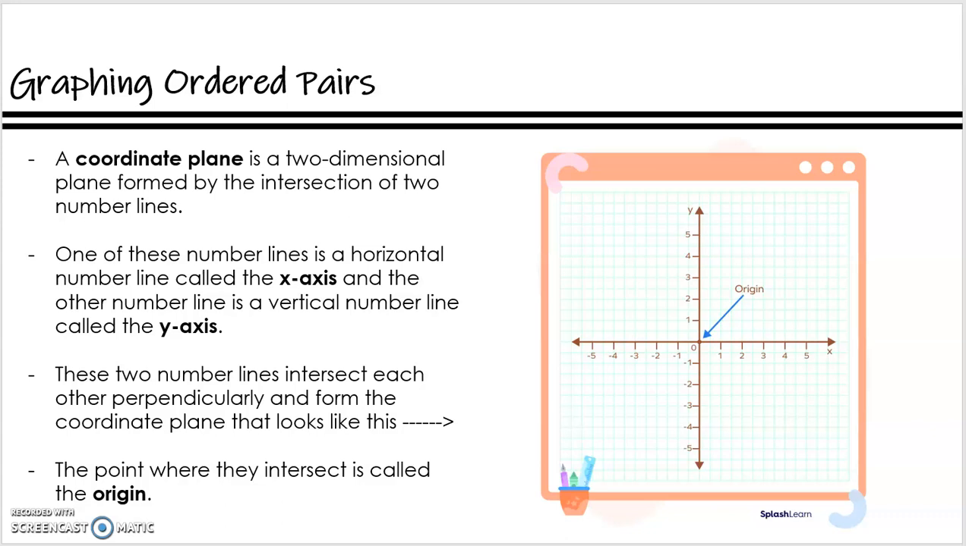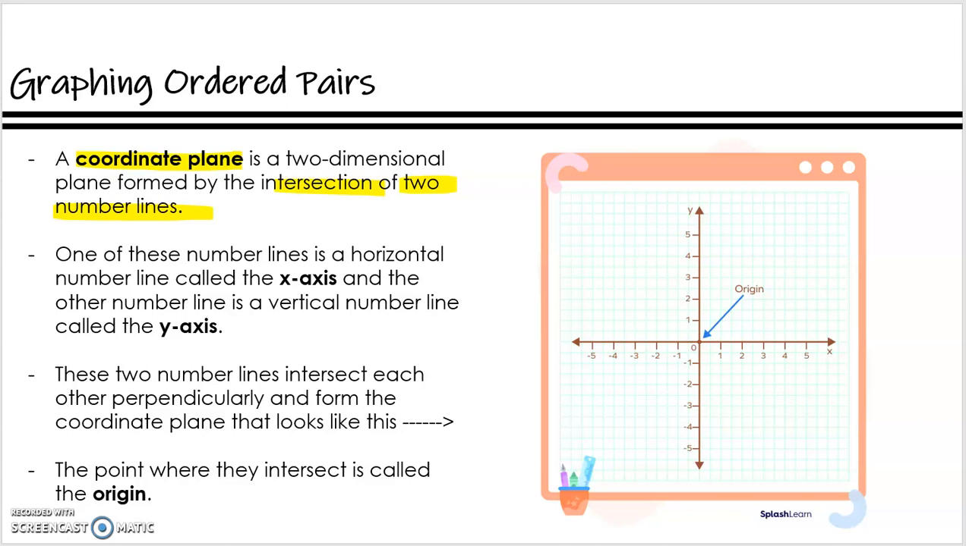So a coordinate plane is when you take those two number lines and they intersect, okay? So here you can see we have a horizontal and a vertical, and we cross them together. Where they intersect is called the origin. That is 0, 0.